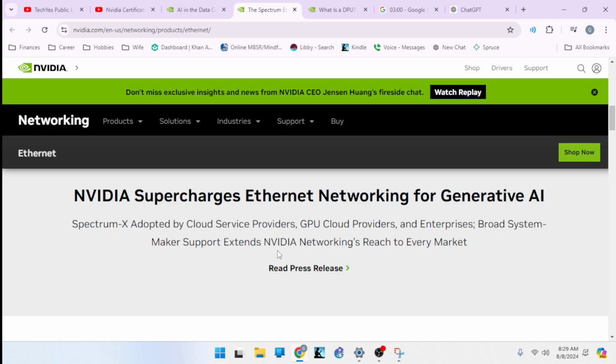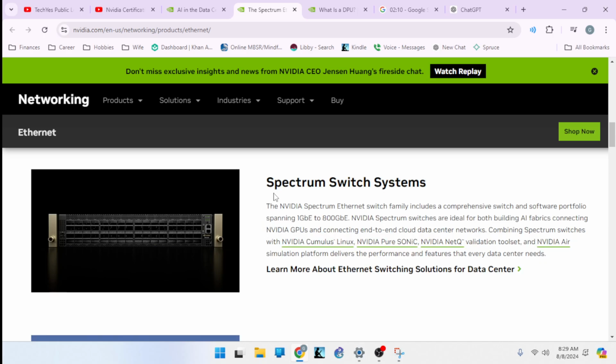Nvidia supercharges Ethernet networking for generative AI. Spectrum-X, adopted by cloud service providers, GPU cloud providers, and enterprises. Broad system maker support extends Nvidia networking's reach to every market.